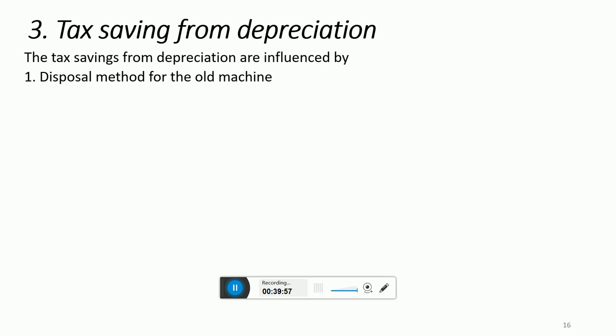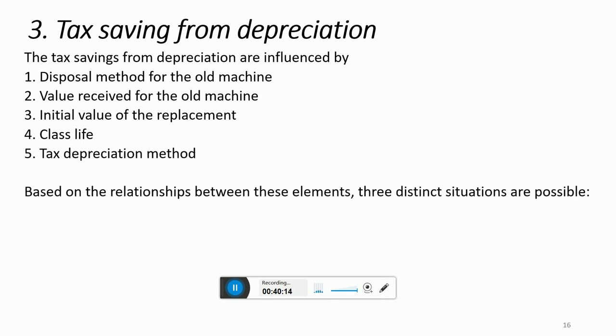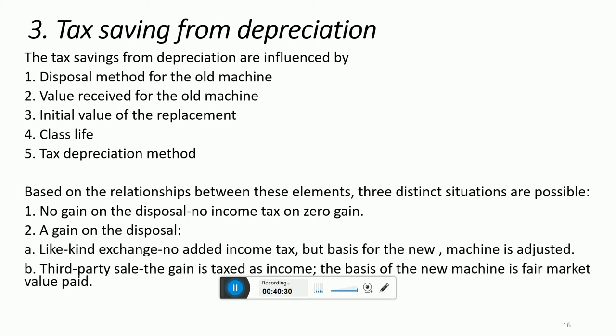The tax savings from depreciation are influenced by the disposal method for the old machine and the value received for the old machine, and also the initial value of the replacement, its class life, and the tax depreciation method being applied. Based on the relationship between these elements, three distinct situations are possible. The first is no gain on disposal, so no income tax on zero gain. The second is a gain on disposal. When you dispose of that equipment, you get some value, some money out of it.